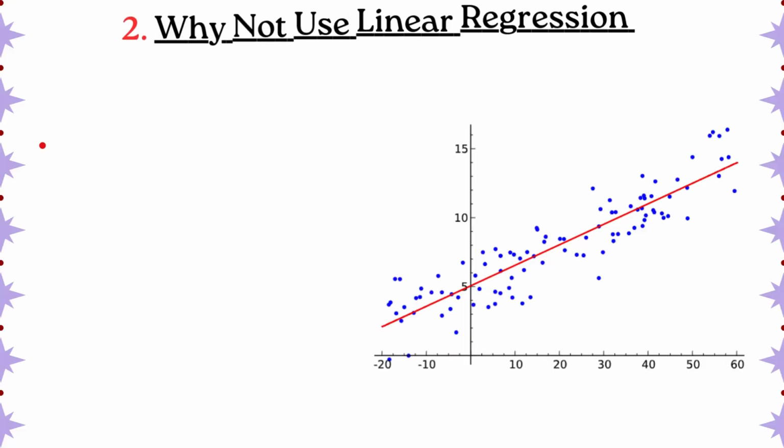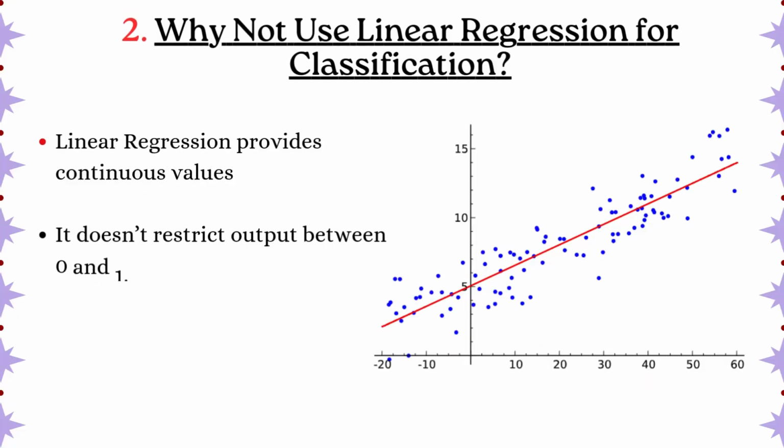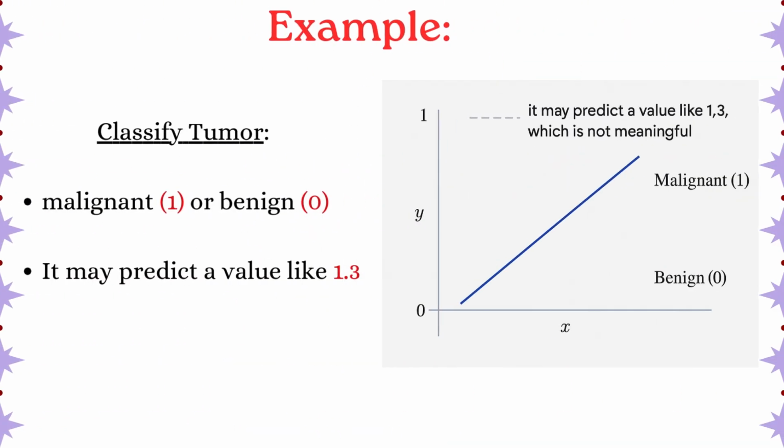2. Why not use linear regression for classification? Linear regression provides continuous values, which are not ideal for classification. It doesn't restrict output between 0 and 1. Sensitive to outliers, leading to inaccurate classification. Example, if we use linear regression to classify whether a tumor is malignant, 1, or benign, 0, it may predict a value like 1.3, which is not meaningful.